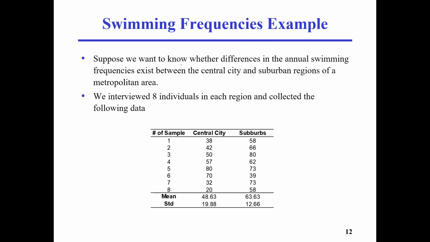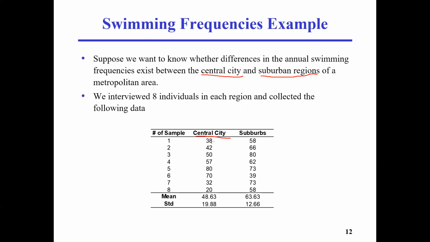So suppose we want to know whether differences in the annual swimming frequencies exist between the central city and the suburban regions. Okay, we have 2 groups, central city, suburban regions of a metropolitan area. Okay, so we interviewed 8 individuals in each region and collected the following data. So for central city, 8 people here. Okay, for suburbs, we have 8 people, and each one answered about their frequency for visiting swimming pools, right?